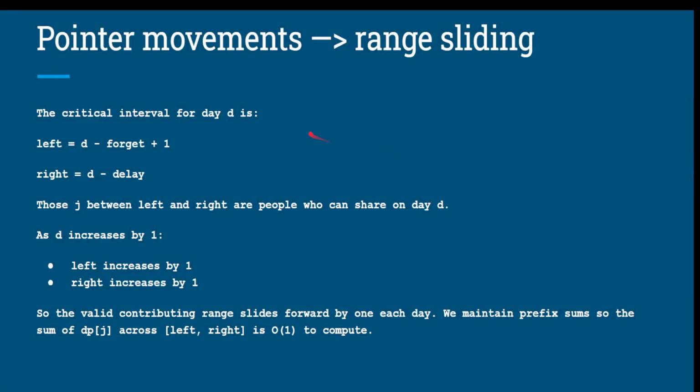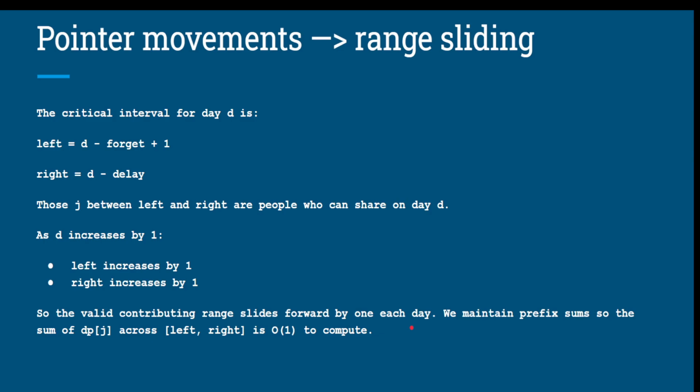now let's try to understand the pointer movement. Very first, the critical interval for day d is what? Left is d minus forget plus 1, and the right will become d minus delay. As I just said, the critical interval days will be from left to right. This is our range. So j between left and right are the people who can share on day d, right? As d increases by 1, the left increases by 1 and the right also increases by 1, right? So the valid contributing range is sliding forward by 1 day.